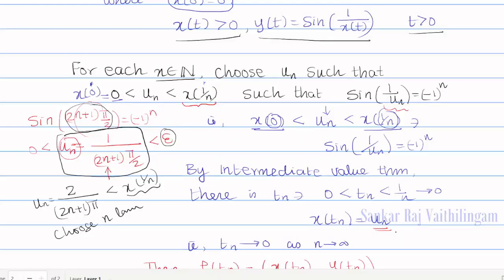Here, in place of epsilon, who do we have? x of 1 by n. So I have taken a un that is smaller than it, which satisfies that sin of 1 divided by un is equal to minus 1 the whole power n. That means un lies between x of 0 and x of 1 by n. Therefore, by the intermediate value theorem, we can choose a tn between 0 and 1 by n such that x of tn is equal to un.